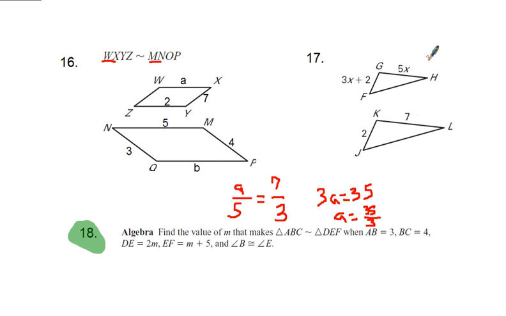In number 17, now we just have it a little bit different. We're now dealing with some variables. So, same idea. GF and KJ are similar to each other. You would have a similarity statement to confirm that. So you would say 3x plus 2 is GF over 2 from KJ has to equal 5x, which is GH, over KL, 7.